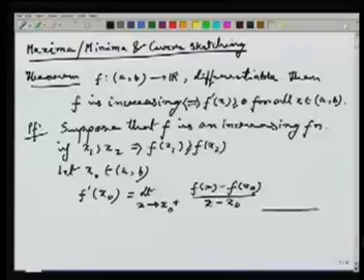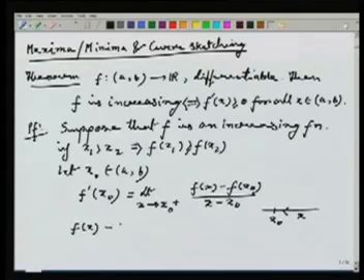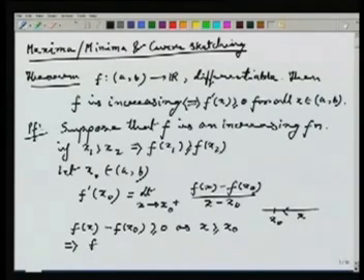So in the picture it will look something like this: I have x naught here, x is here, going towards x naught. Now since f is increasing, this would imply that f(x) minus f(x naught) is bigger than or equal to 0, as x is bigger than or equal to x naught. This would then imply that (f(x) minus f(x naught)) divided by (x minus x naught) is bigger than or equal to 0, since x minus x naught is also non-negative.